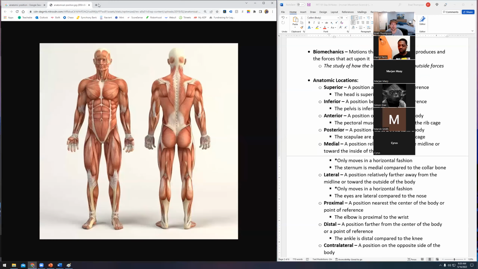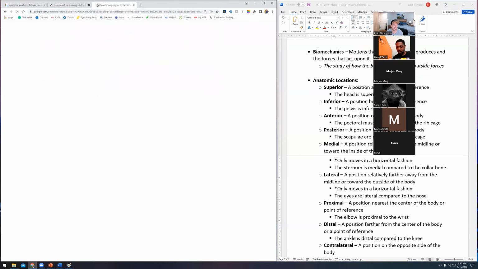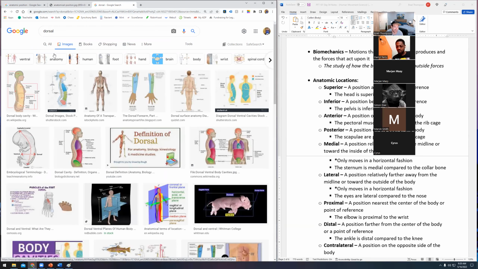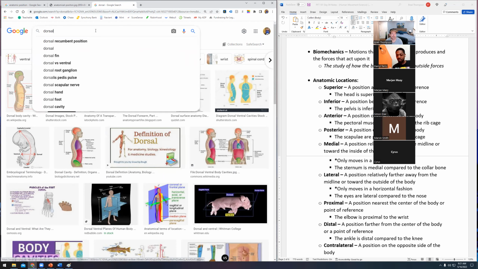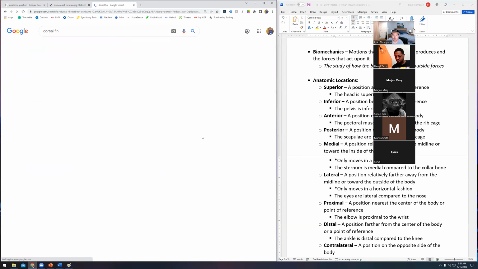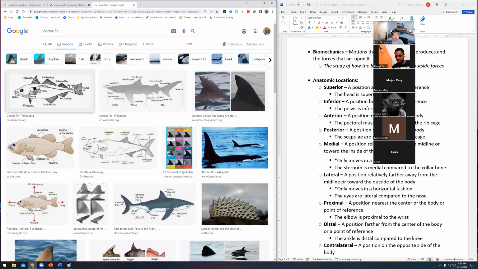That's actually easier to remember if I write dorsal, we'll probably just get a picture of people's backsides here. It'll be a lot of pictures of the back, but if I type in dorsal fin, you know, it's the fin that's on the back of a fish, or the fin on the back of a shark, or whatever it happens to be, a whale, a dolphin. So it's the backside. So dorsal.